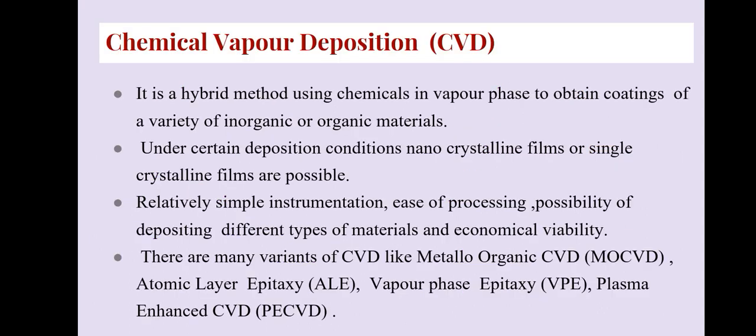The next topic is chemical vapor deposition, also known as CVD. It is a hybrid method that uses chemicals in the vapor phase for obtaining coatings of a variety of inorganic or organic materials. Under certain deposition conditions, nanocrystalline films or single crystalline films are possible. Relatively simple instrumentation, ease of processing, the possibility of depositing different types of materials, and economical viability are some advantages of CVD.